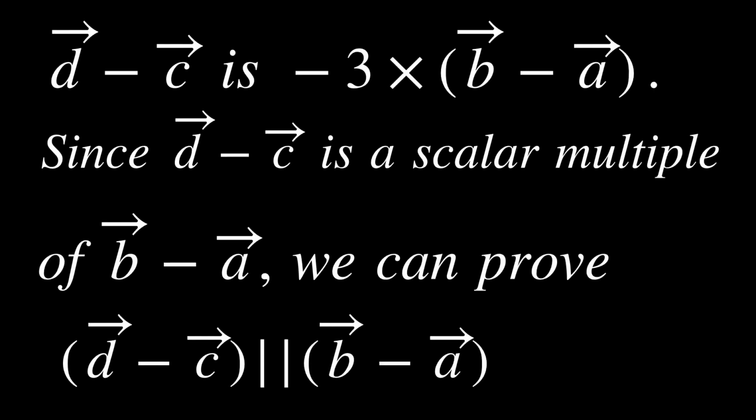After calculating vector D minus vector C as well as vector B minus vector A, we can find that vector D minus vector C is minus 3 times vector B minus vector A. Since vector D minus vector C is a scalar multiple of vector B minus vector A, we can clearly say that vector D minus vector C is parallel to vector B minus vector A.